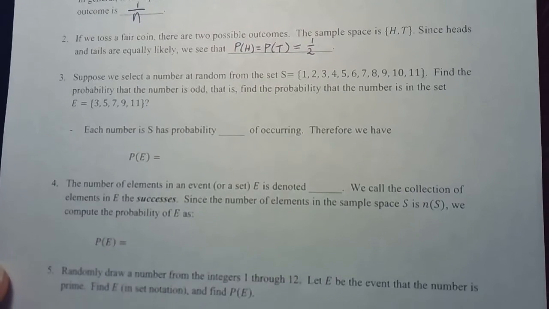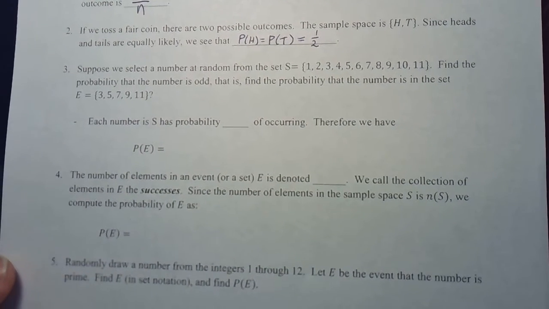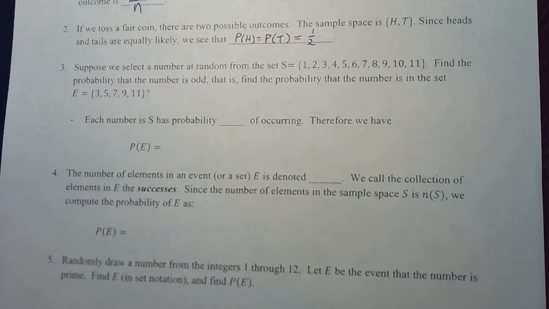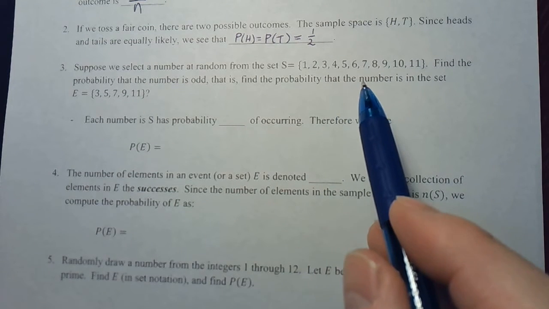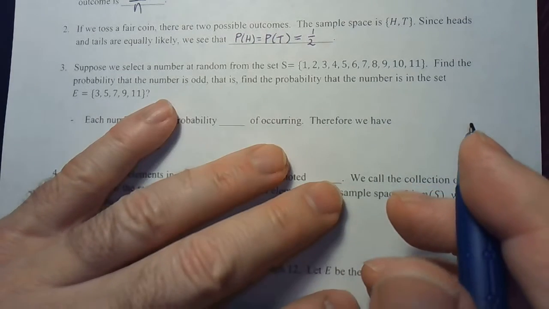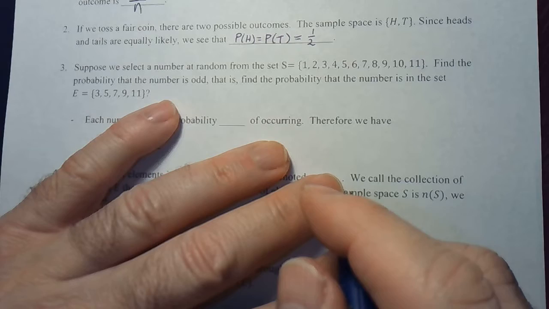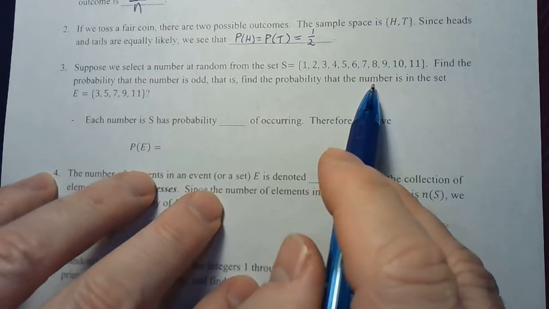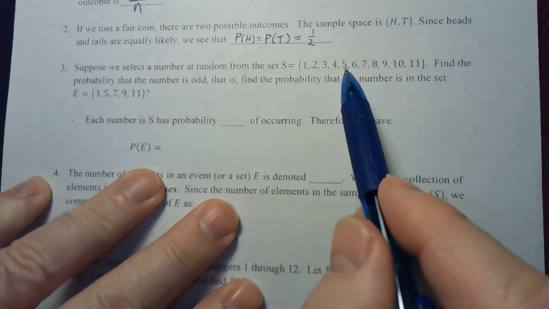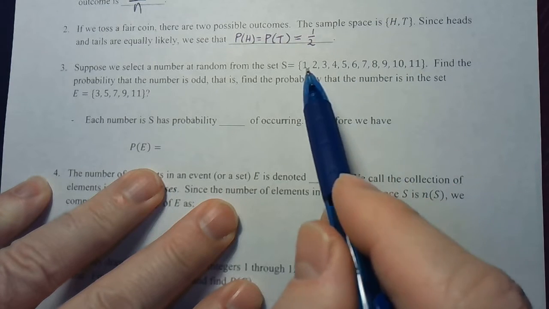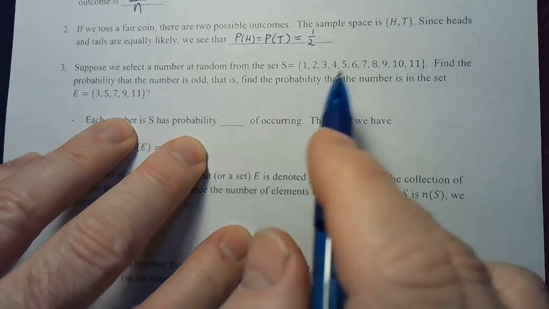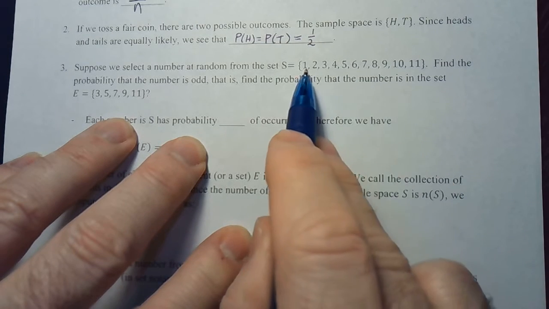Number 3. Suppose we select a number at random from this set. Make sure all the numbers are there. 1, 2, 3, 4, 5, 6, 7, 8, 9, 10, 11. Okay, 11 possibilities. Find the probability that the number is odd. In other words, find the probability that the number is going to be one of these numbers. I chose all of the odd numbers from this set. You might think, oh, it's just going to be half, but not quite, because there's an odd number of elements in this set.